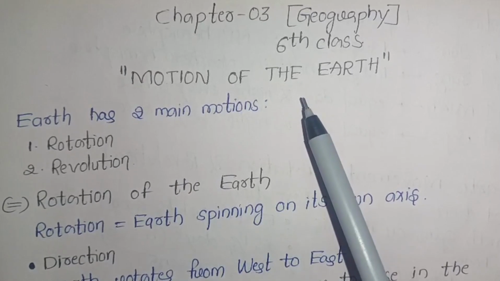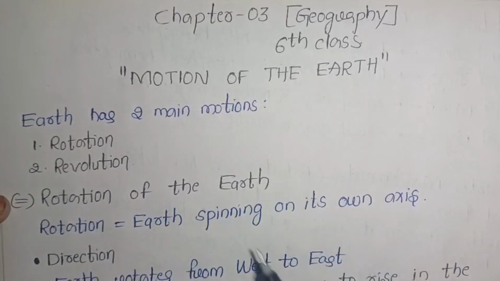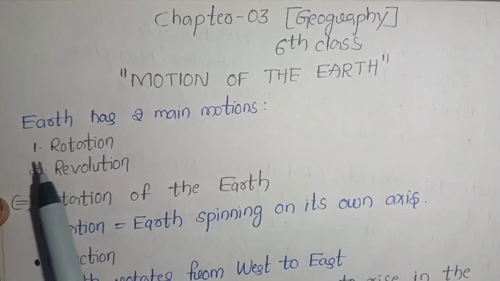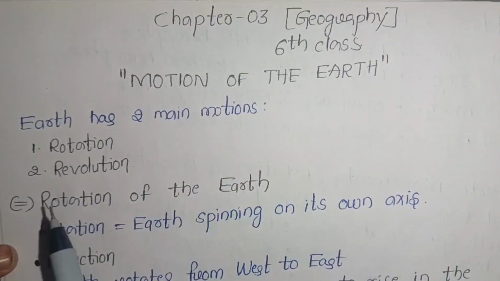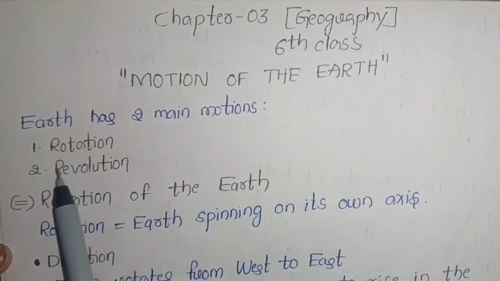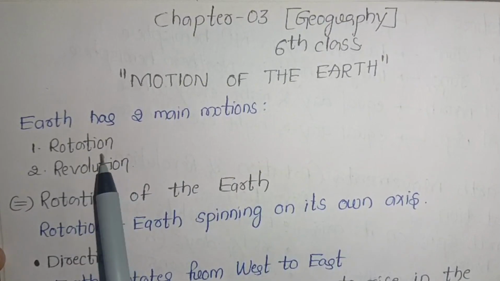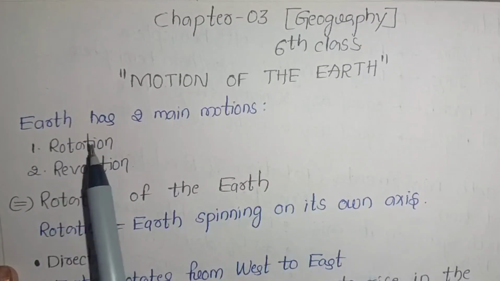Let's understand this chapter in a super simple way. This chapter is called Motion of the Earth. The earth has two main motions: one is rotation and one is revolution. Now, I will explain these two topics in detail. Let's discuss the rotation of the earth first.